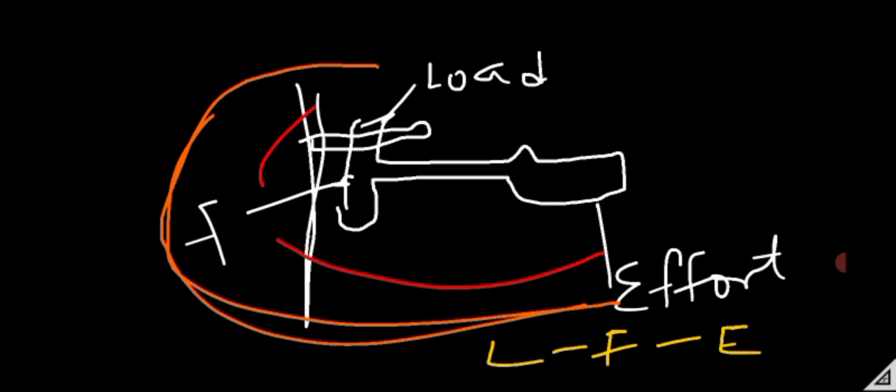So another example we also have here is your scissors. Your scissors are class 1 levers. This is how your scissors look like, right? This is the load you put, this L. This is the fulcrum, and this is your handle where you put your hand, right? So this becomes the effort point.